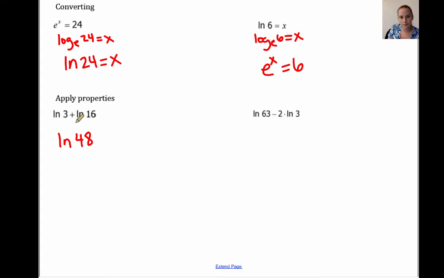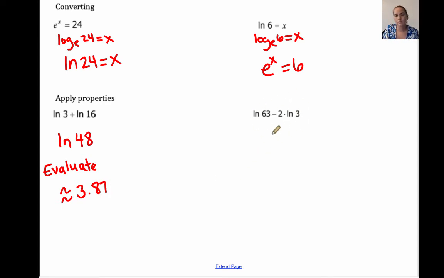This would be applying the property, but if you wanted to evaluate, I'm going to put evaluate. It would be approximately 3.87.